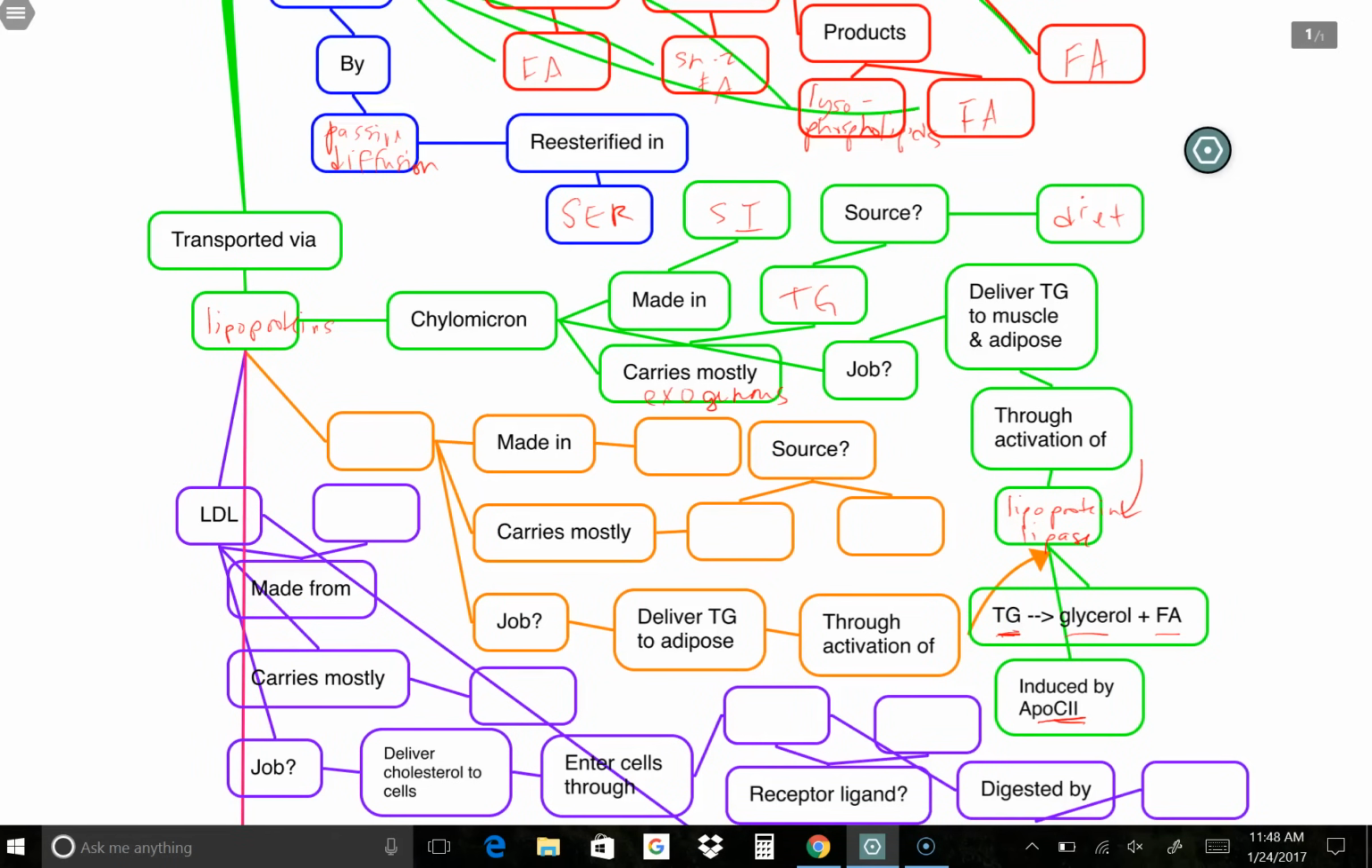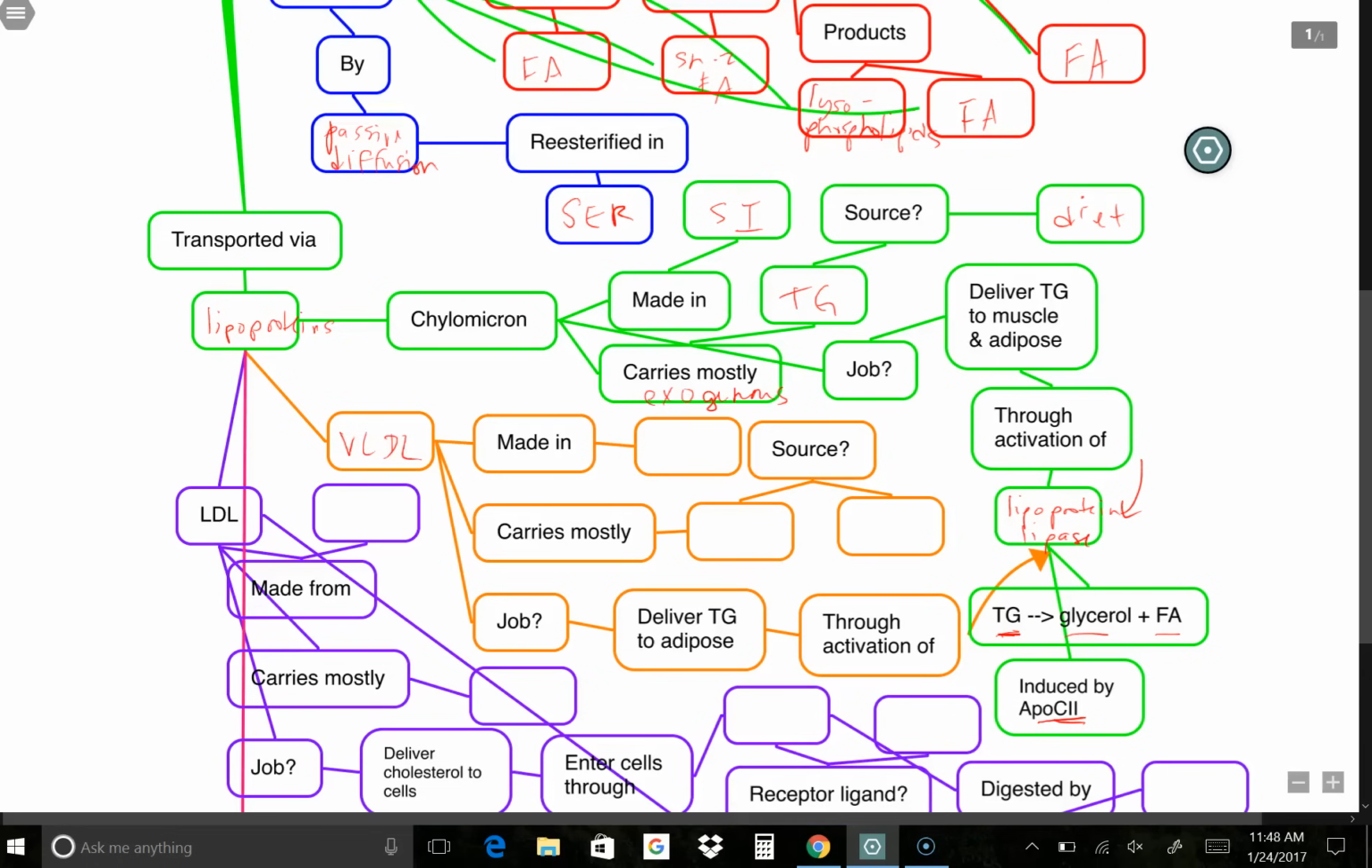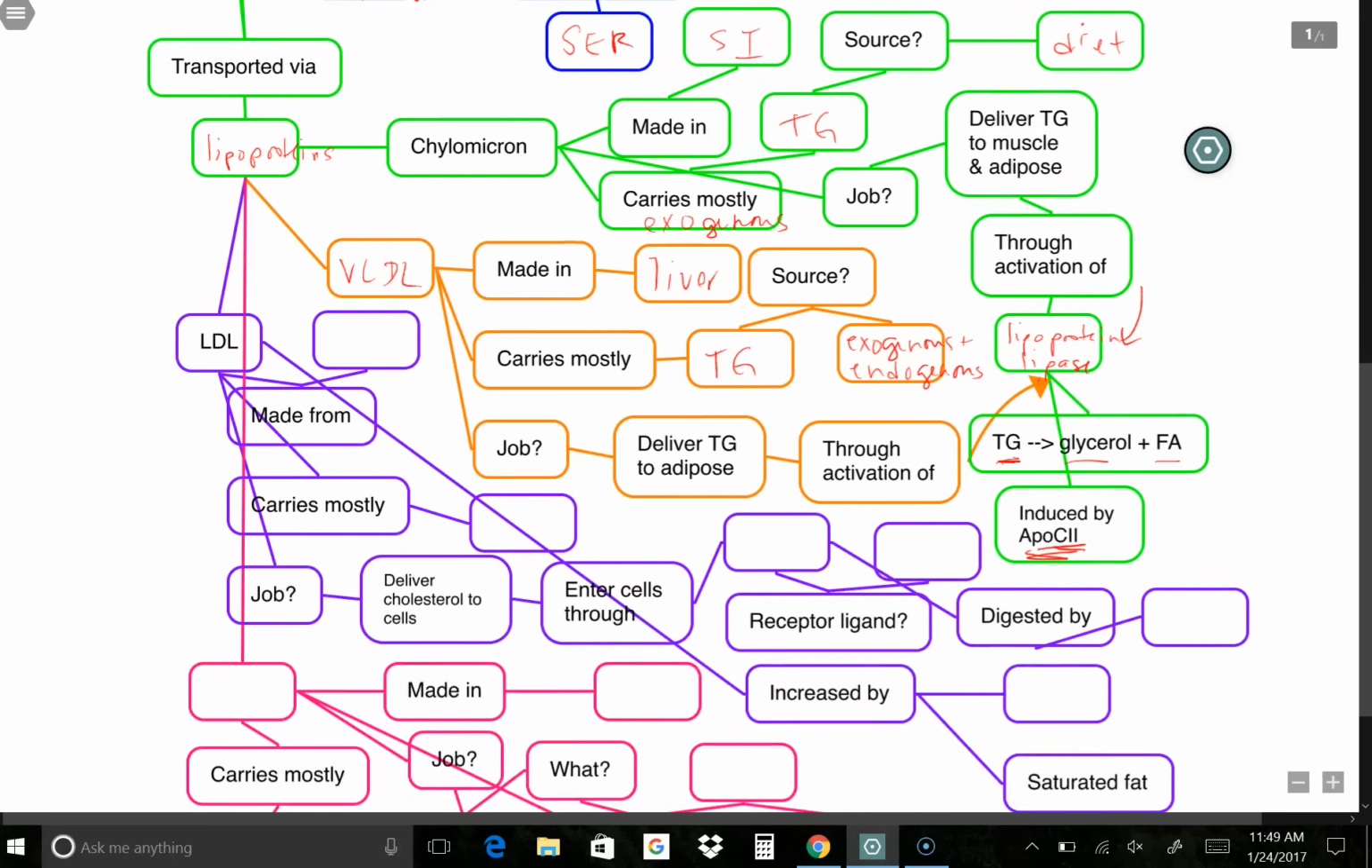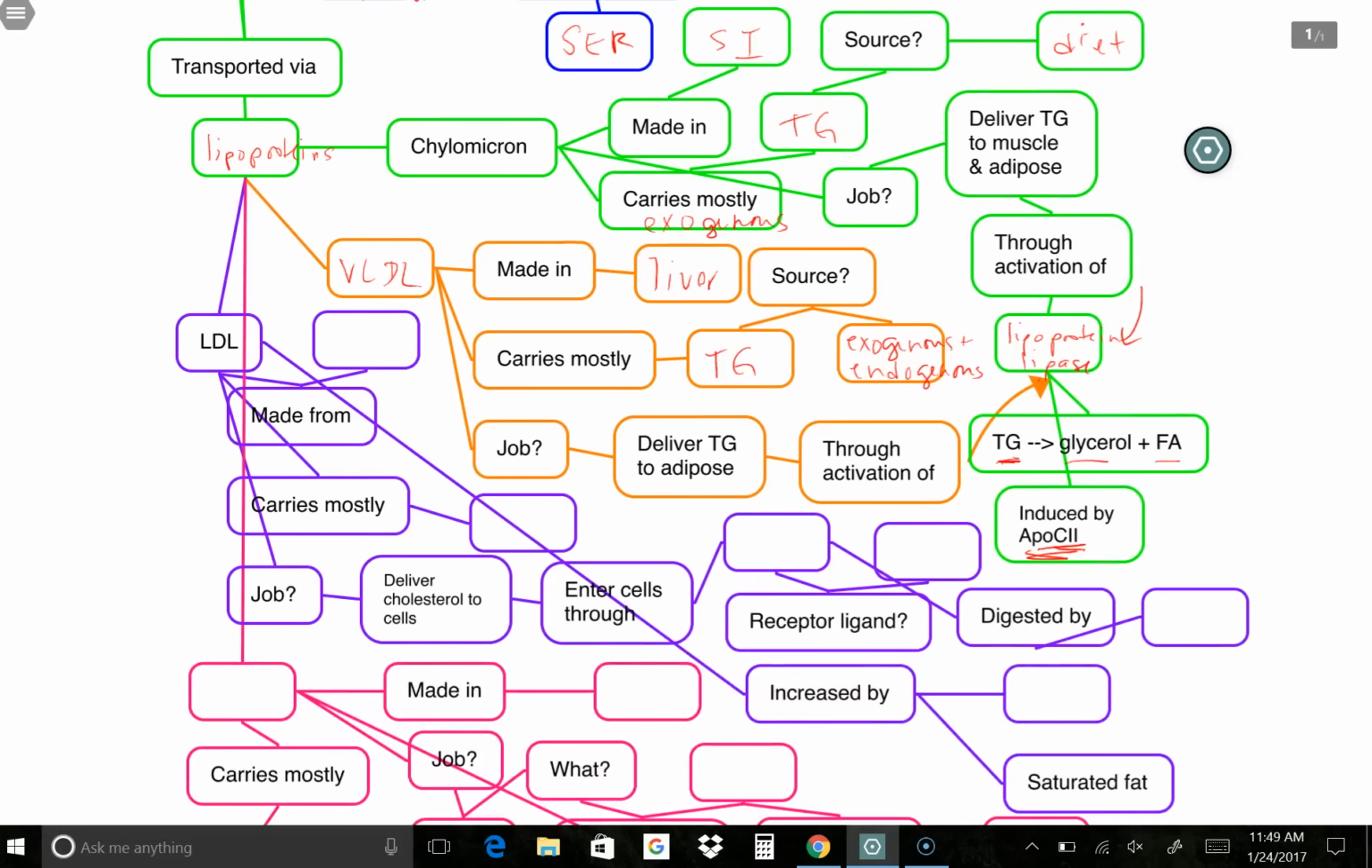The next type of lipoprotein is VLDL. VLDL is very similar to our chylomicrons, except it's made in the liver. It carries mostly triglycerides again, and the source of this is both exogenous and endogenous, so what we make in the liver as well as what we get in the diet. And so its job is very similar to our chylomicrons. It's going to deliver triglycerides to adipose, and that's going to be through activation of lipoprotein lipase. It also contains ApoC2 that's going to induce lipoprotein lipase and cause breakdown of triglycerides into glycerol and free fatty acids. Once the glycerol and free fatty acids are inside muscle cells or adipocytes, we'll go ahead and reform them again and store them as triglycerides.